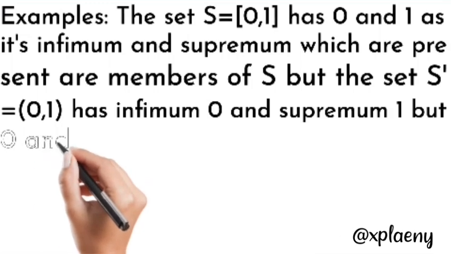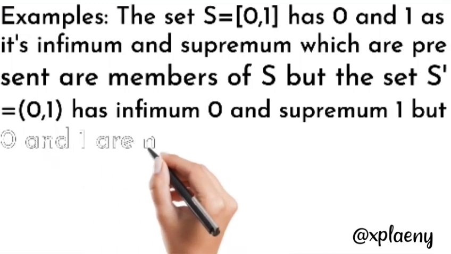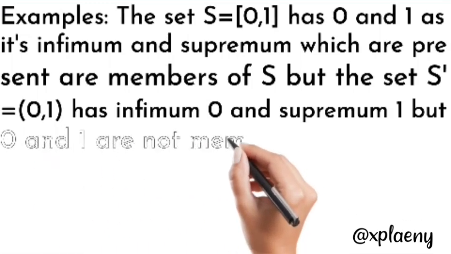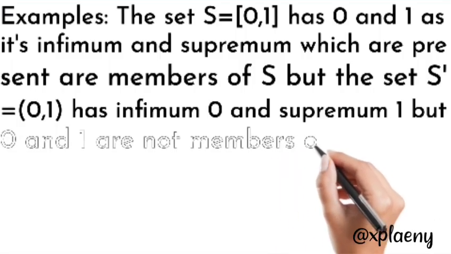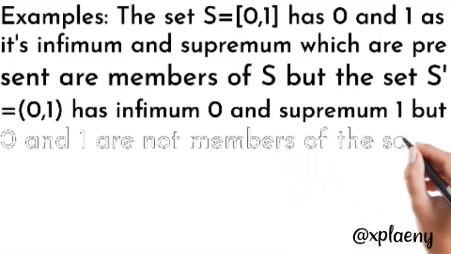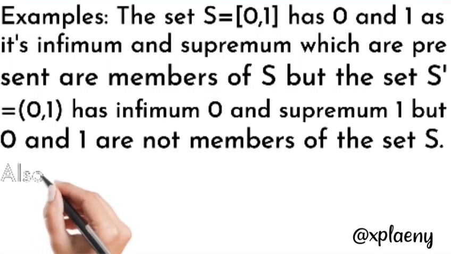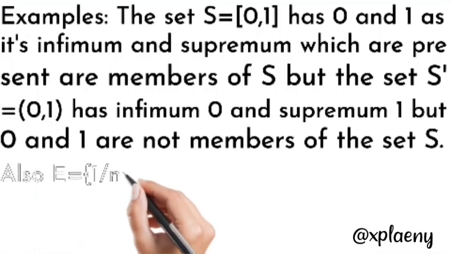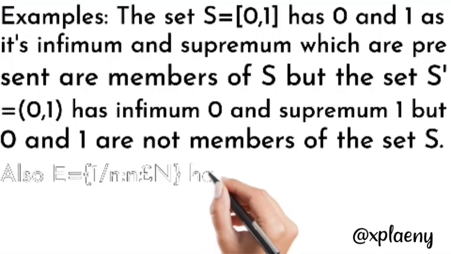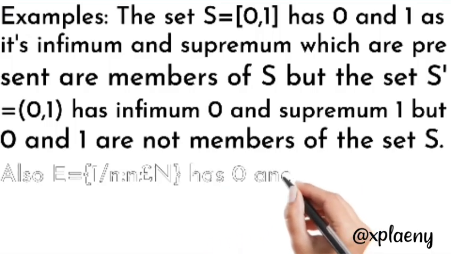But for the second example, where we have the open interval (0, 1), you see that there's an infimum 0 and a supremum 1, but 0 and 1 are not members of the set because it's an open interval. So infimum A and supremum C are not members of the set S.